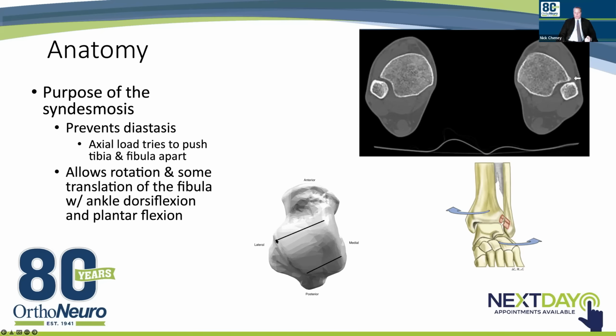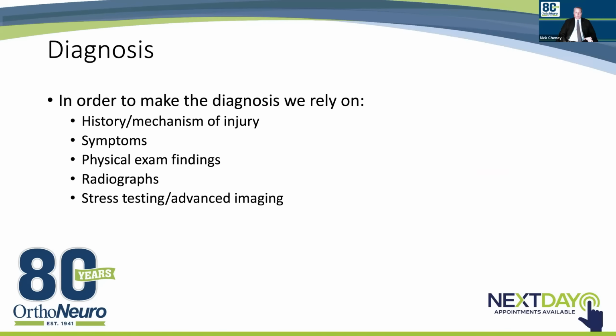And so the fibula, the syndesmosis allows some rotation and some translation of the fibula with ankle dorsiflexion and plantar flexion. So if you look, the talus is wider anteriorly. This is in the front and in the back. And so as that ankle comes up, that fibula has to kind of rotate and translate posteriorly with ankle dorsiflexion. With plantar flexion, it kind of internally rotates and translates anteriorly. And so the syndesmosis is a dynamic joint, not a static joint. So keep those things in mind.